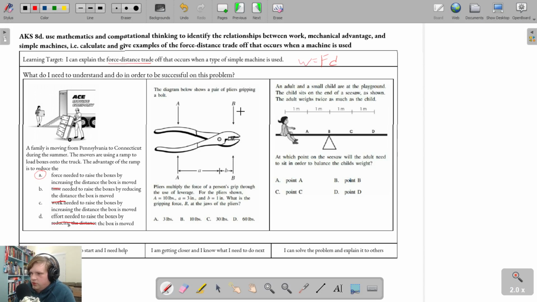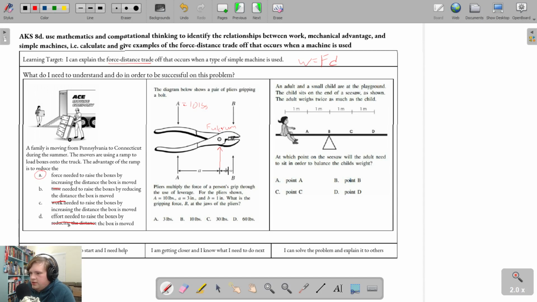The diagram below shows a pair of pliers gripping a bolt. We have our pliers, labeled A and B, and this lines up with that part of the plier. We have A here and B here. This part of the plier is our fulcrum. Pliers multiply the force of a person's grip through the use of leverage. For the pliers shown, A is 10 pounds. Remember, pounds is a unit of force, so that is our effort force.